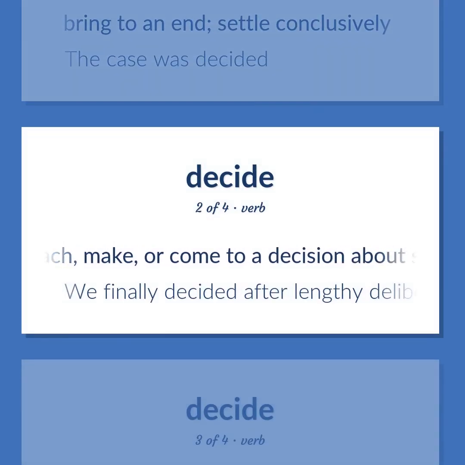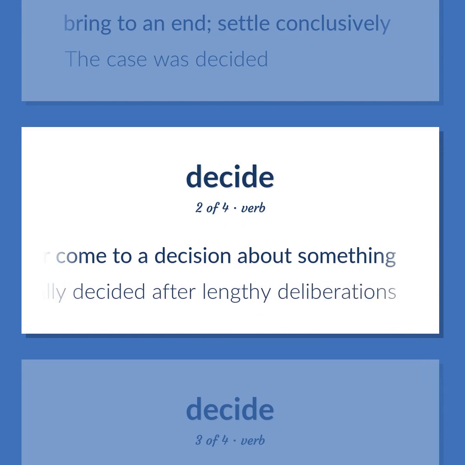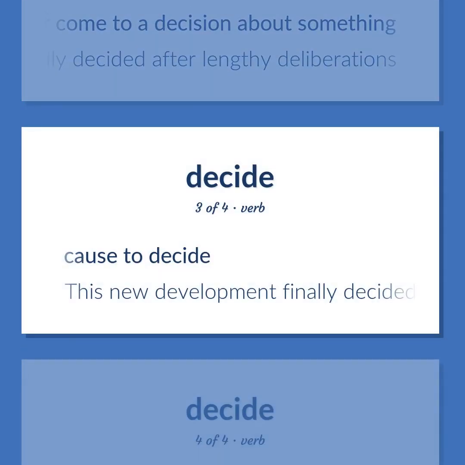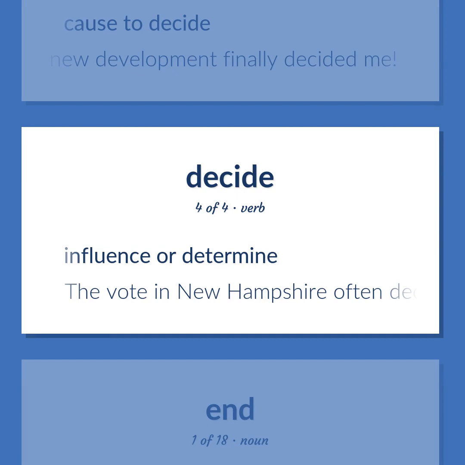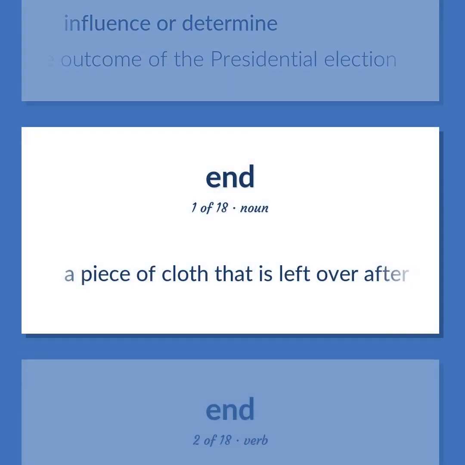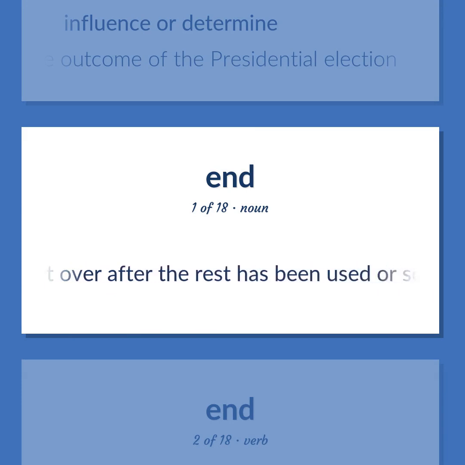Reach, make, or come to a decision about something. We finally decided after lengthy deliberations. Cause to decide. This new development finally decided me. Influence or determine. The vote in New Hampshire often decides the outcome of the presidential election. A piece of cloth that is left over after the rest has been used or sold.